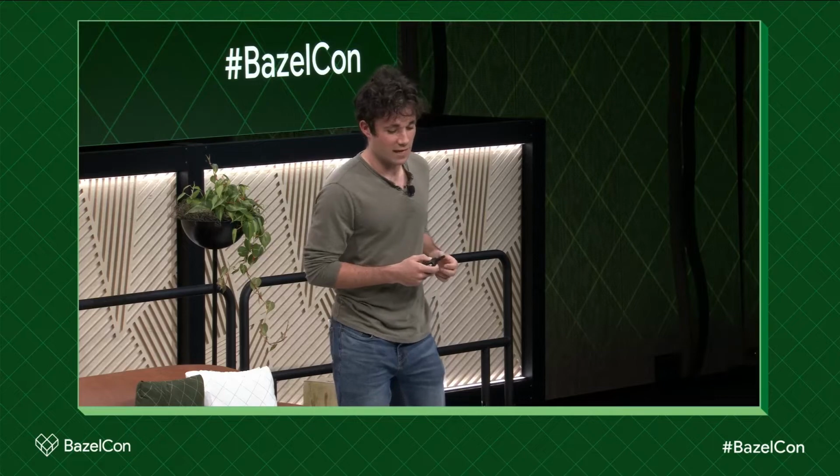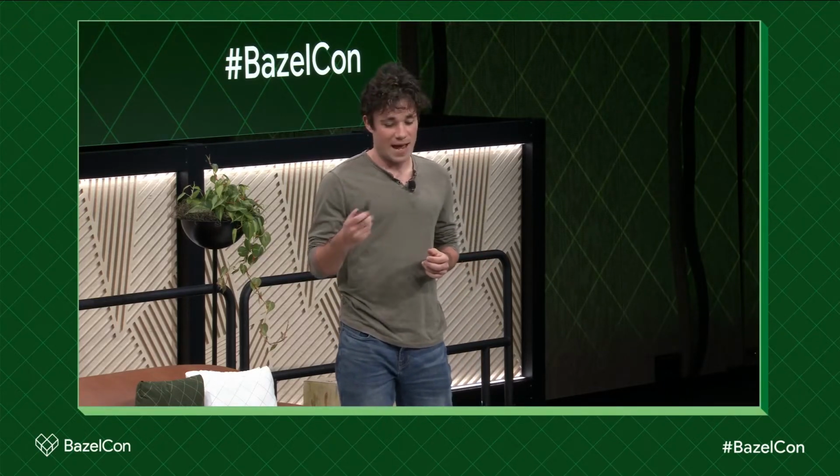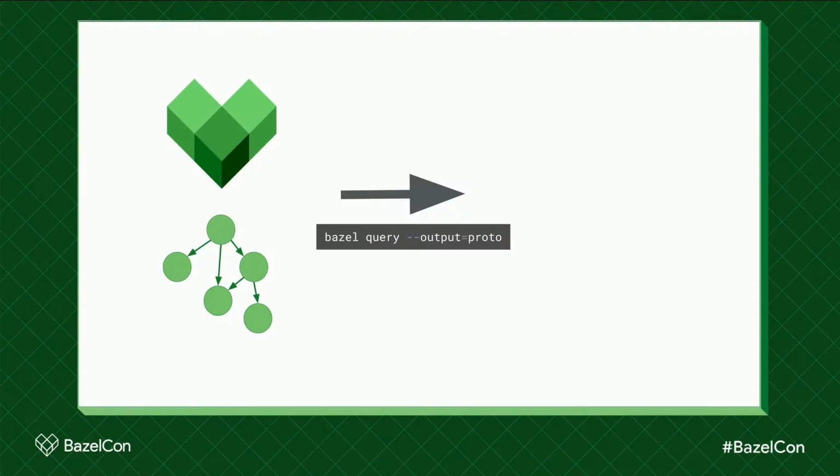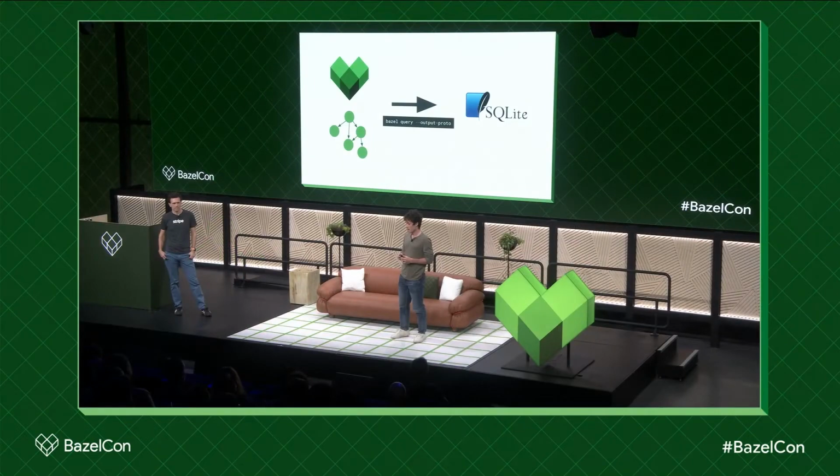So first, to get the Bazel dependency graph, we use Bazel query. You can pass to Bazel query the output proto flag, and this is going to let you read in the Bazel dependency graph into memory and do whatever you want with it. For us, we wanted to persist it to the database, so we persisted the nodes and edges of the graphs, where the nodes were the Java libraries, and the edges were the dependency relations between the Java libraries.